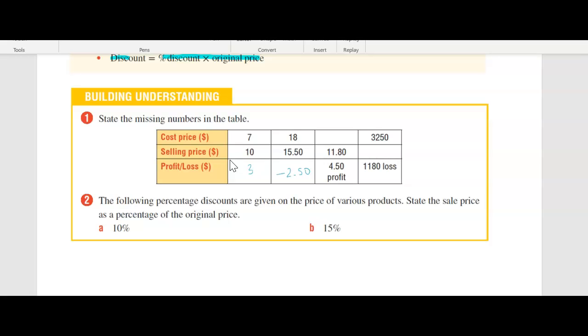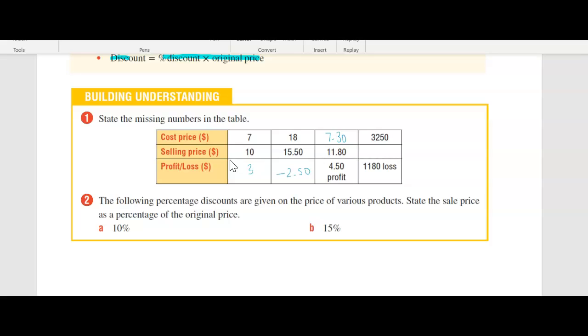All right, the next one, we've made a $4.50 profit. So with your cost price, it's going to be $4.50 less than my selling price. So let's quickly just do that in our head. So 11 minus 4 is 7, so it's going to be $7.30.